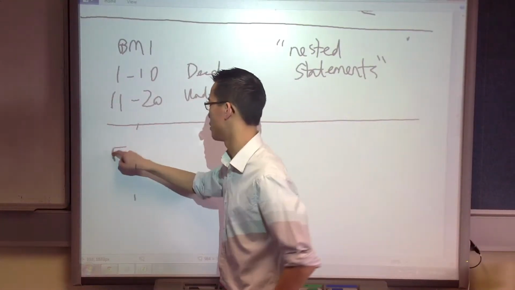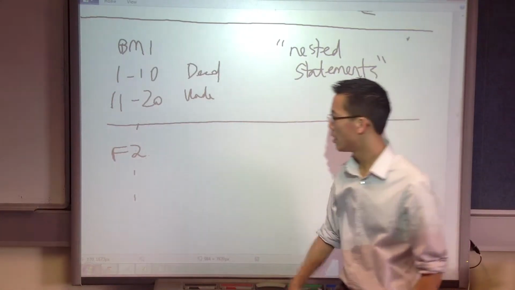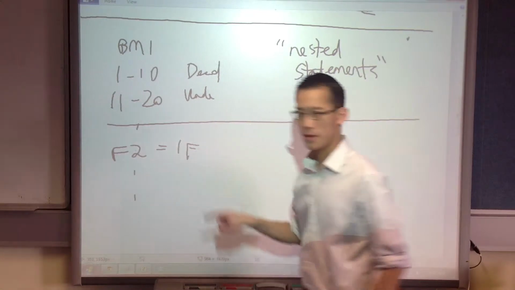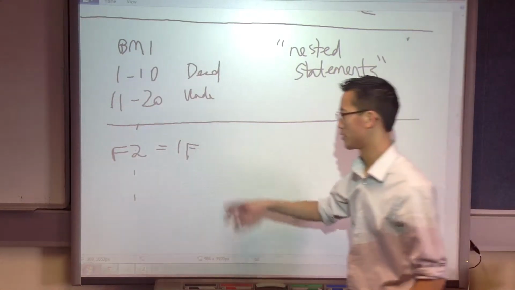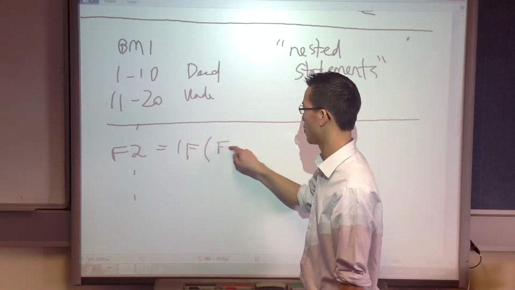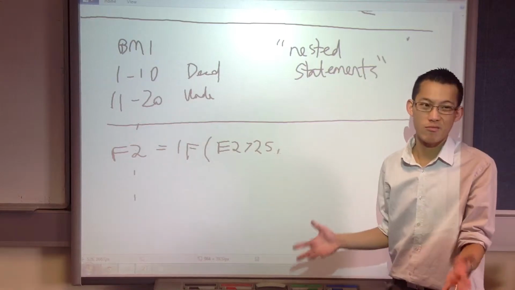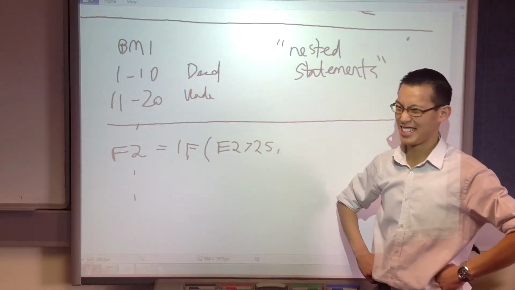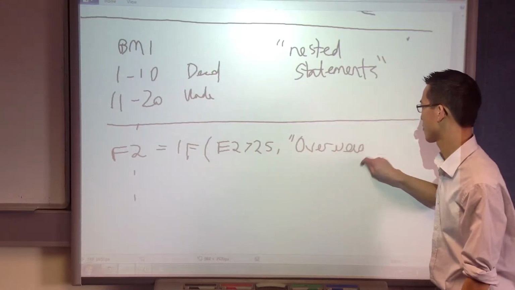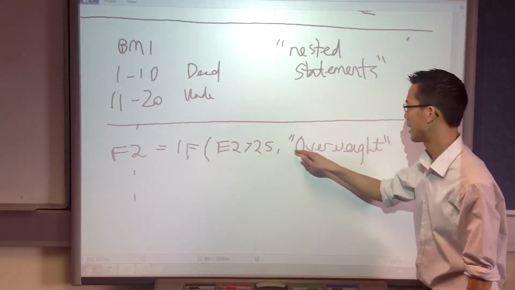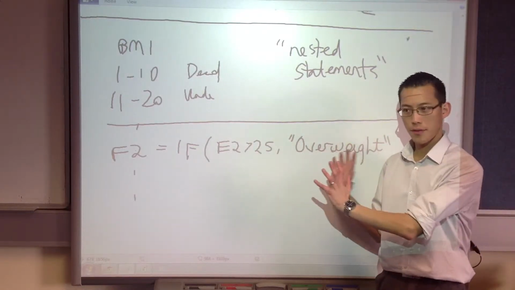This is the cell we're interested in, F2. It's the one which classifies you and says you're this kind of person, right? We do need an if statement. Let's go above 25 again, just for the sake of simplicity. So if the BMI is greater than 25, I think you need to lose a bit of weight, so let's call that overweight. Okay, there it is. So far, the same.